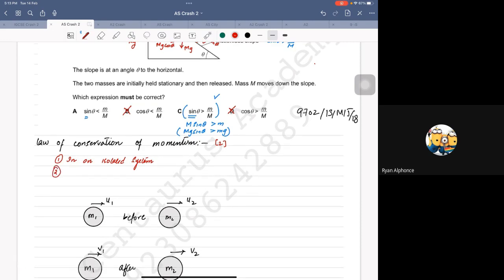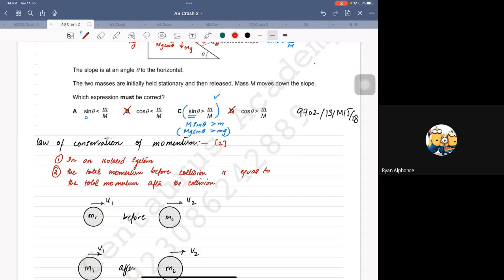Speaking of that, the second thing you're going to write is that the total momentum before collision is equal to the total momentum after the collision. Okay, so writing this one would just give you 1 mark as well.